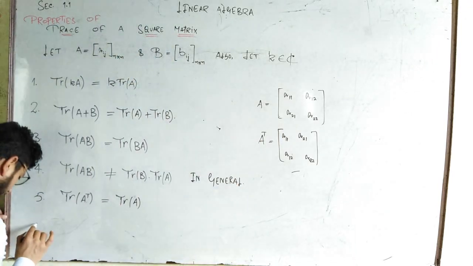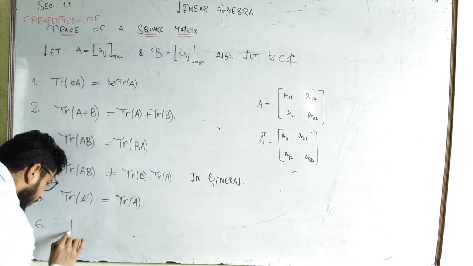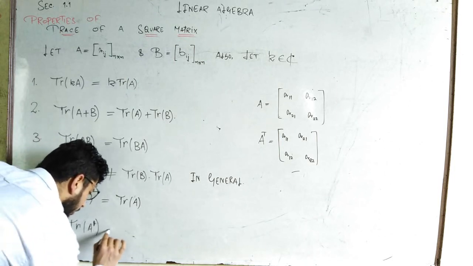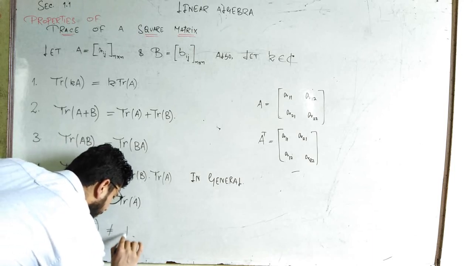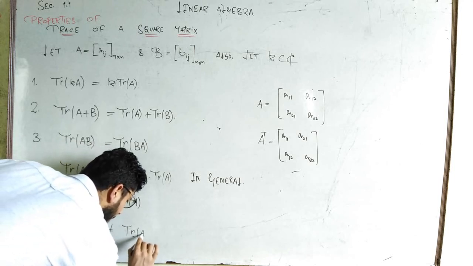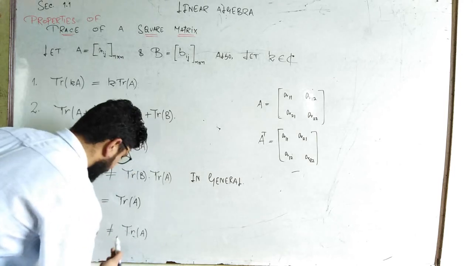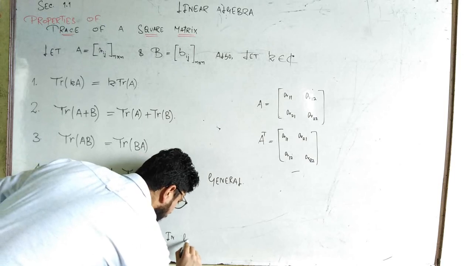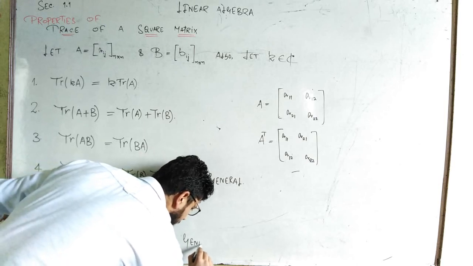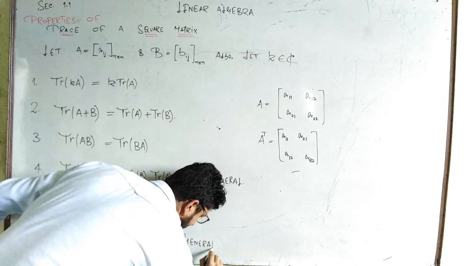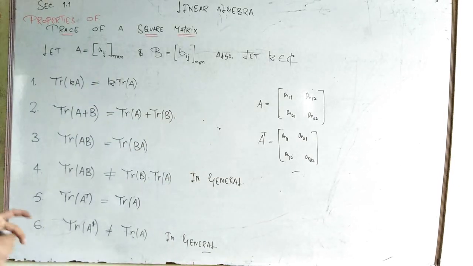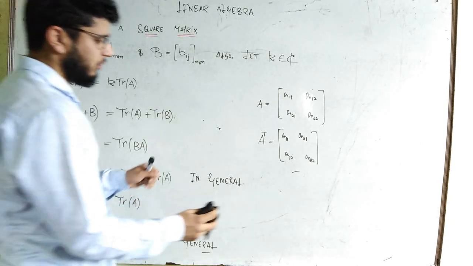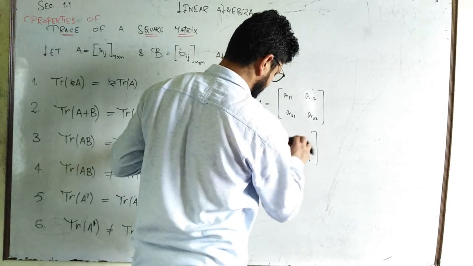Okay. So property number six is trace of A conjugate is not equal to trace of A in general. Now again, let me give an example to show that it does not hold.